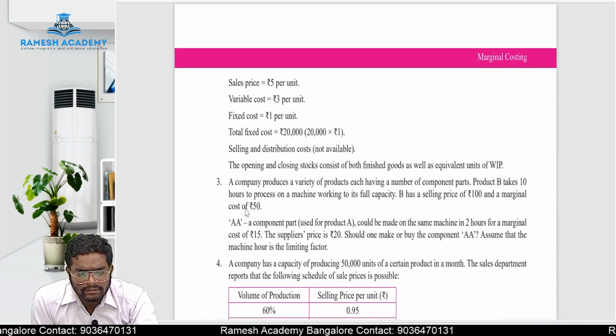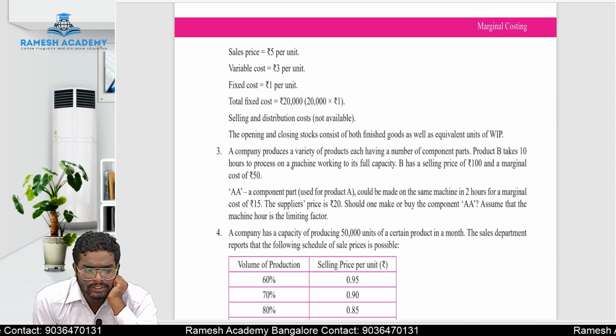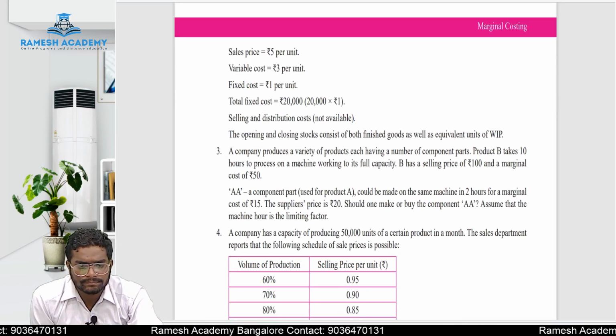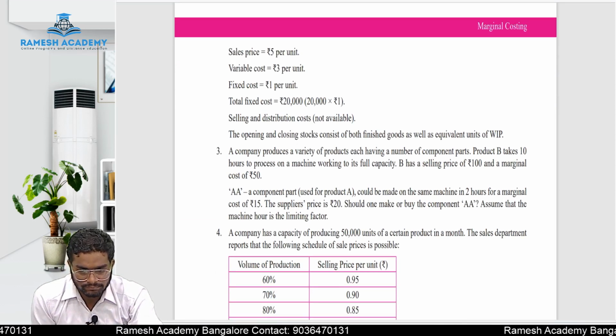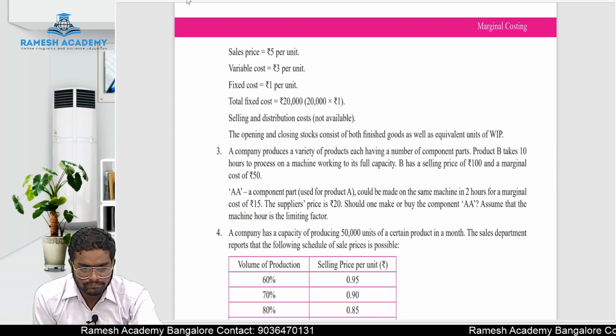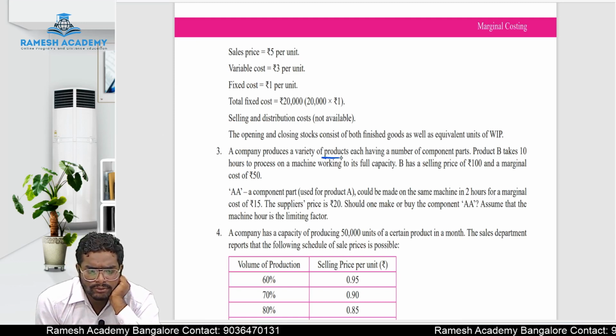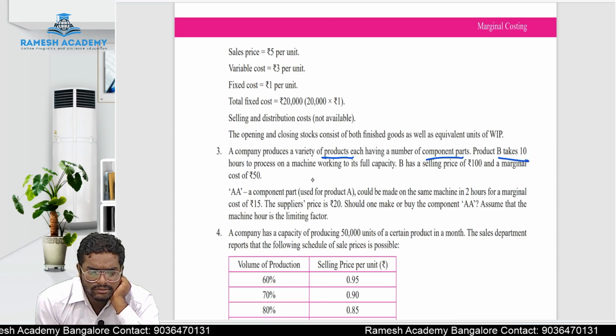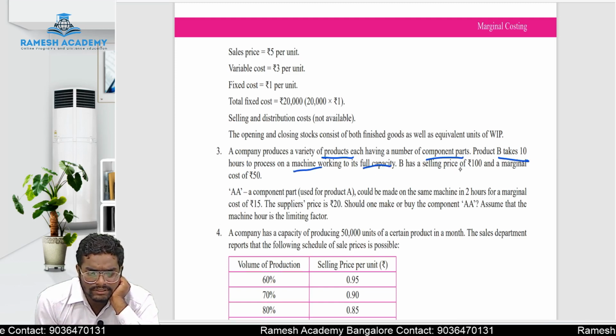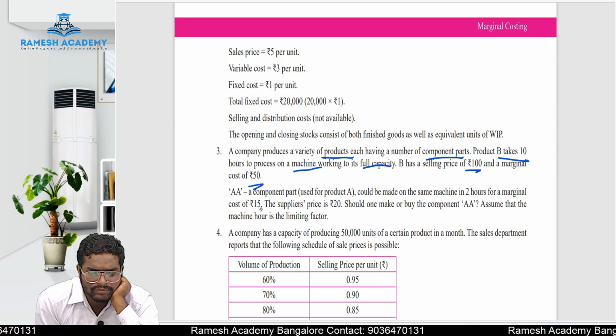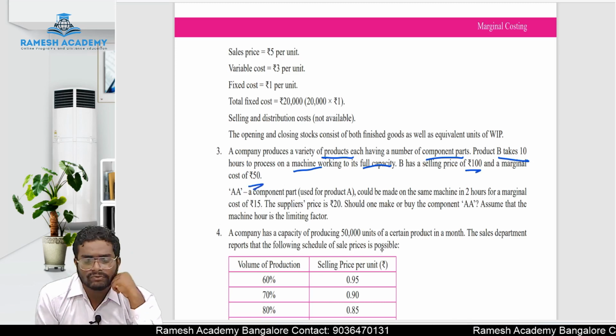And the third question, a company produces variety of products, each having a number of components. B takes 10 hours to process on a machine working to its full capacity. So it will take 10 hours and the selling price is 100. Okay, and the marginal cost is 50. Okay, so contribution is 50 rupees.